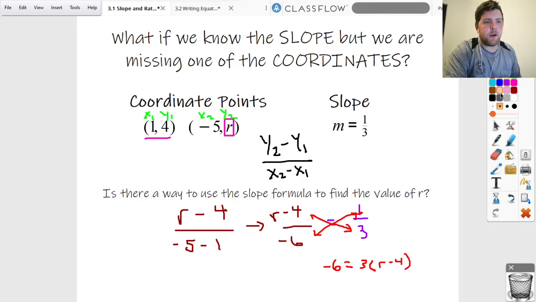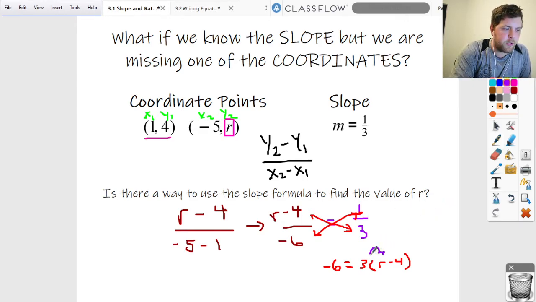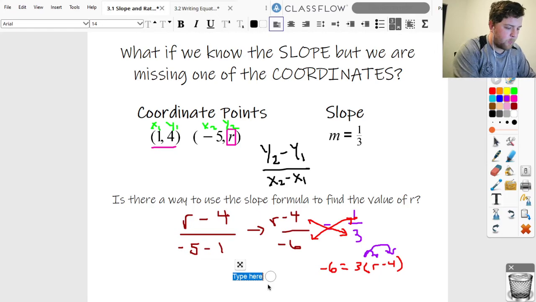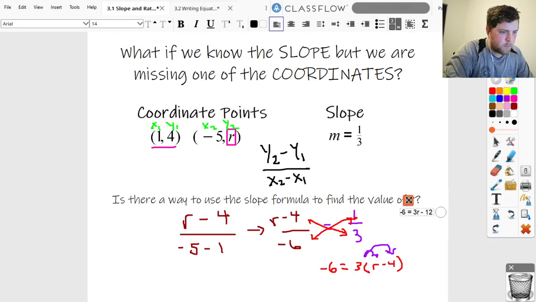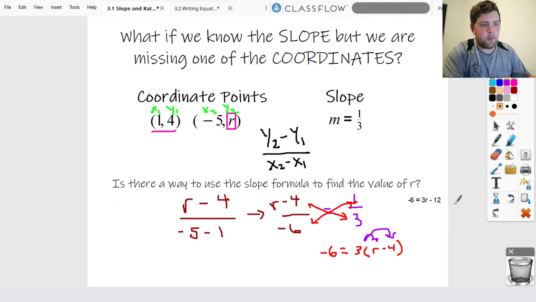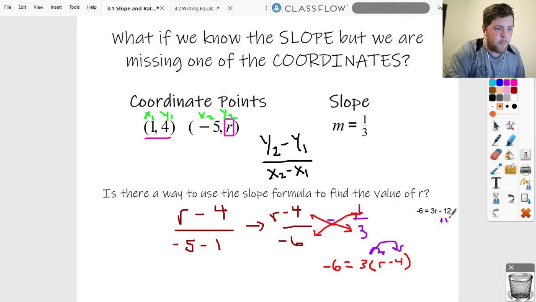From there, you can distribute this 3 to both things. Let me type it out so it goes a little bit faster. We'll end up with -6 equals 3r minus 12. From there we can solve the problem. We can add 12 to both sides, so we get +6 equals 3r. Divide by 3, divide by 3. We would get r is equal to 2.